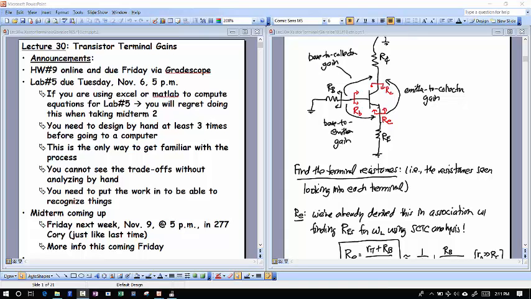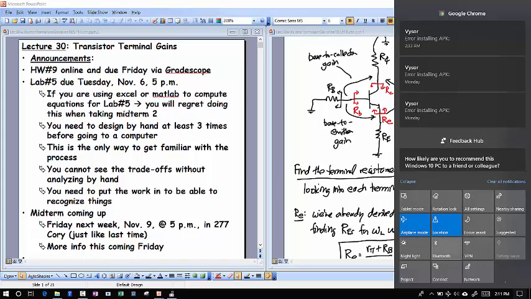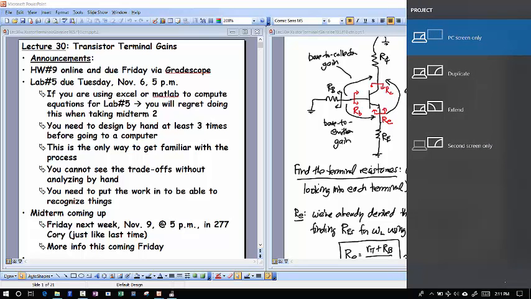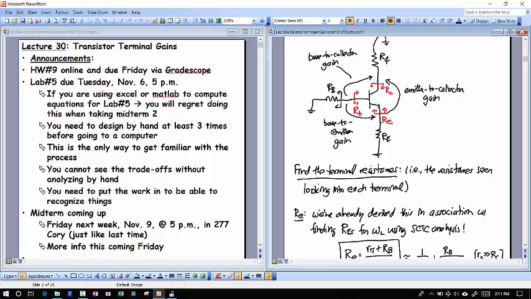What's going on? Okay, somehow this is not seeing the screen, so I'm going to unplug and plug in again. There it is.